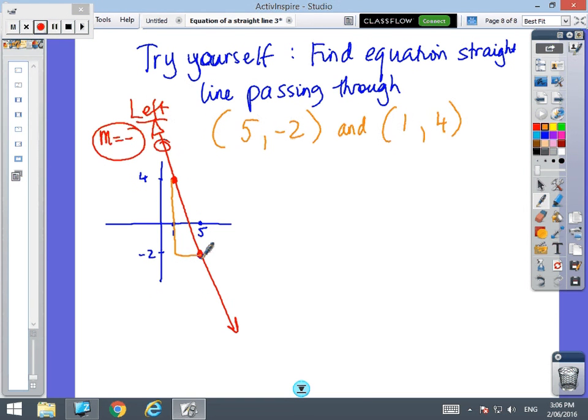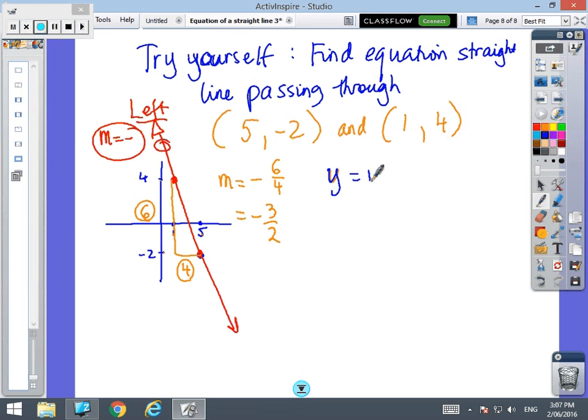And then across. Now the run from 1 to 5, the run is 4. That's pretty straightforward. From minus 2 to 4, the rise is 6. Oh, amazing. 6 over 4 again. That's a coincidence, which we cancel down. And change colours.